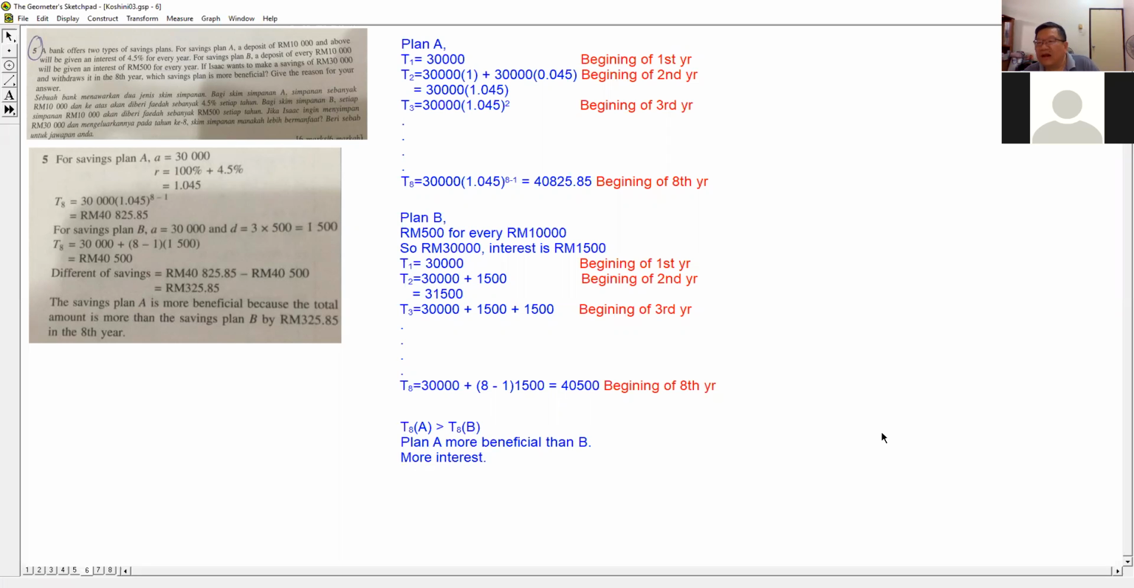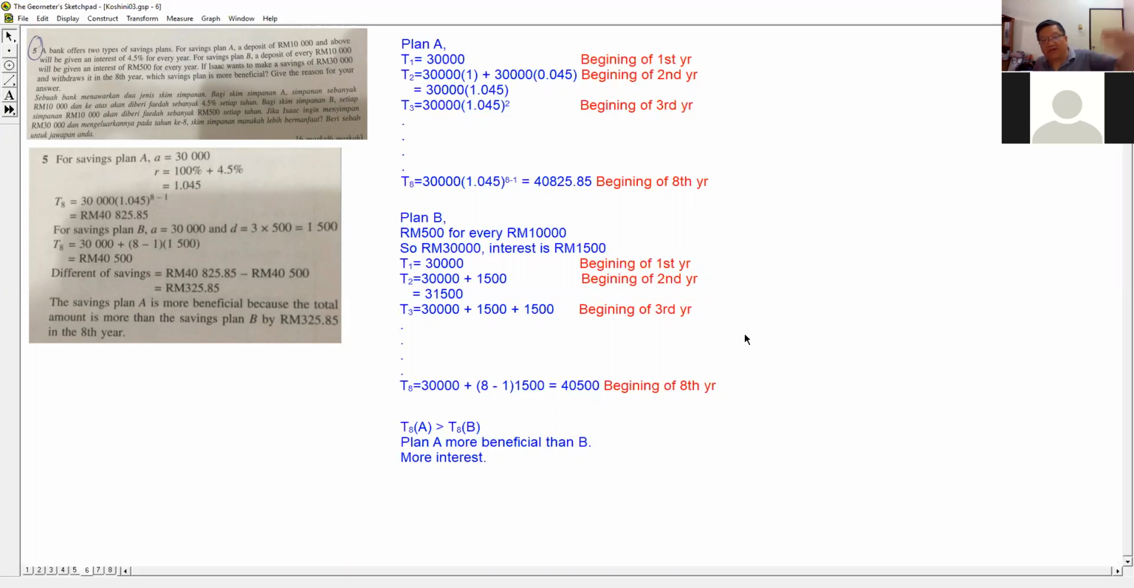Yes, Vikashini, why is the 9th year interest 2,000, not 1,500? Now you see, Vikashini, during the 8th year, what you have in the bank is 40,500. It is no longer 30,000. So for the 9th year, when you get your interest for the 8th year, it will be 2,000. It's not 1,500 anymore. Okay or not? Vikashini? Because look at the sum here. The 8th year, what is inside the bank is 40,500. It is no longer 30,000 plus. It is already 40,000 plus. So you should be getting another extra 500.